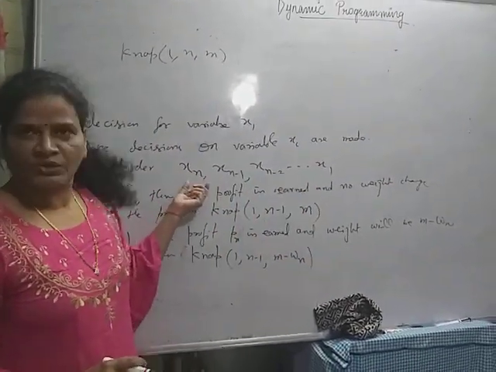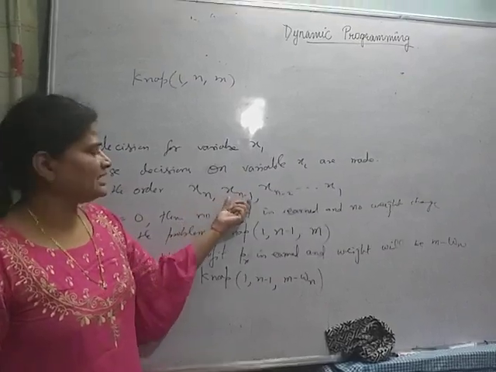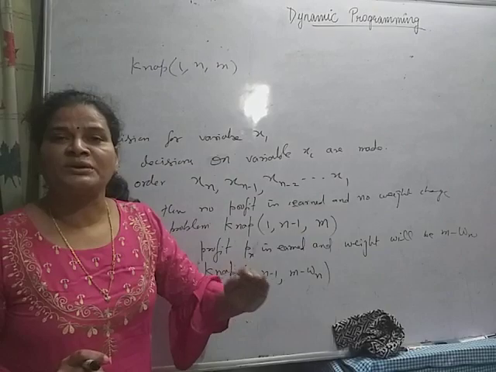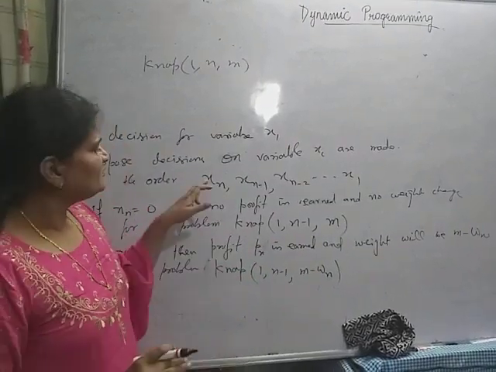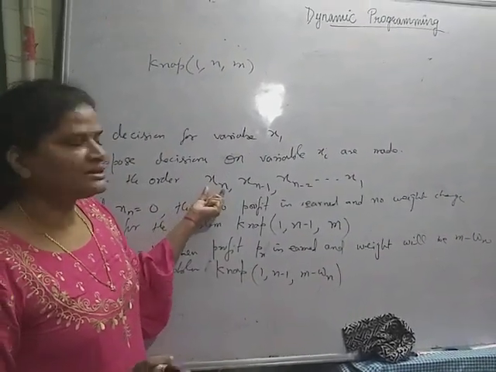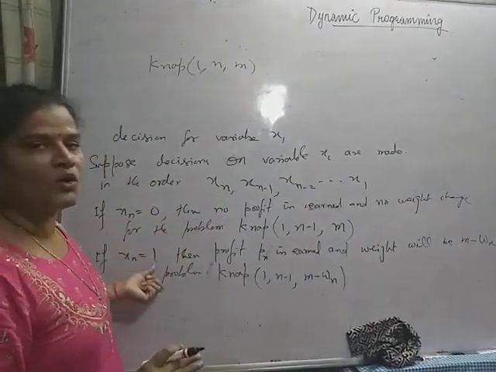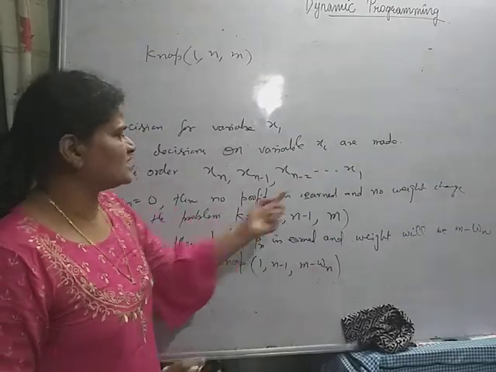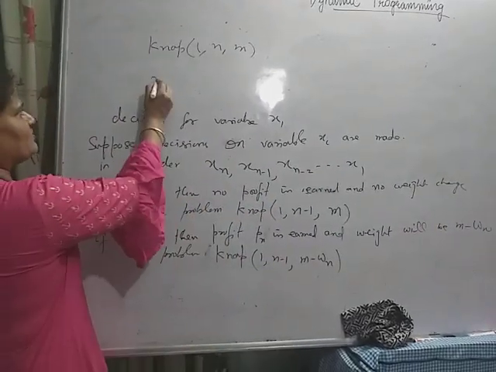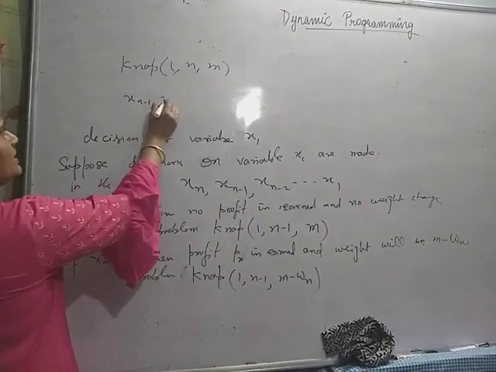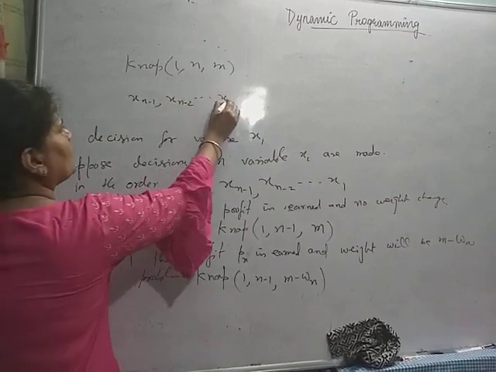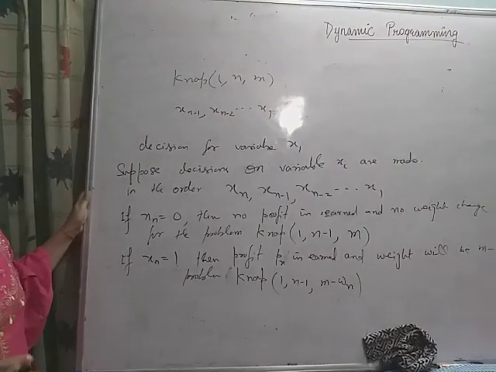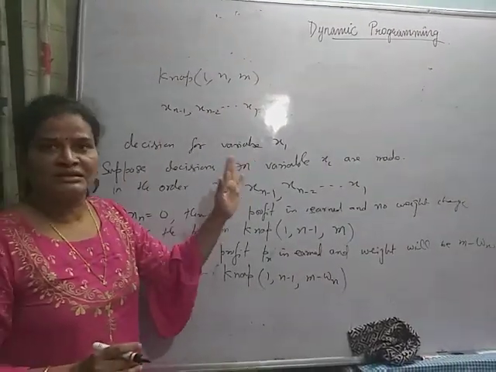First I am taking the decision for the nth object, then the n minus 1. First I am checking whether the principle of optimality holds here or not. Whatever the value of xn, either 0 or 1, the remaining decision sequence, xn minus 1, xn minus 2, and so on to x1, must lead to the optimal solution.